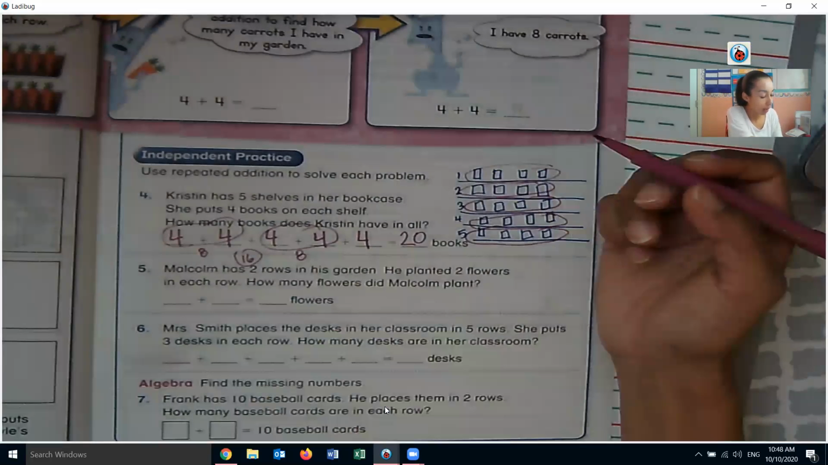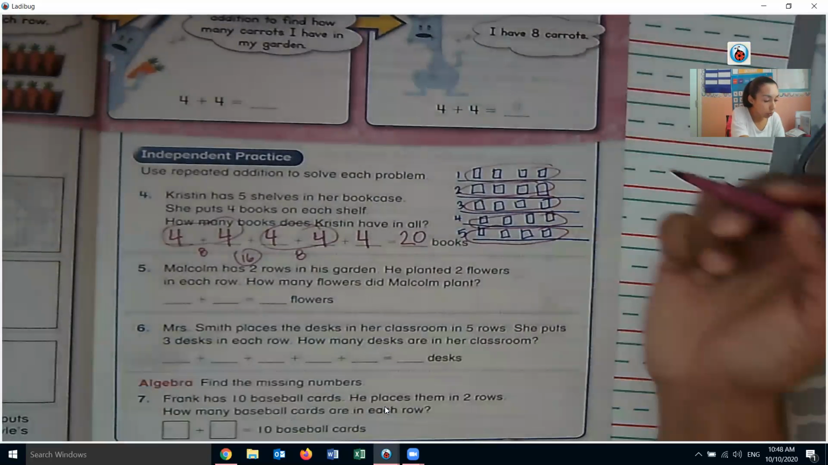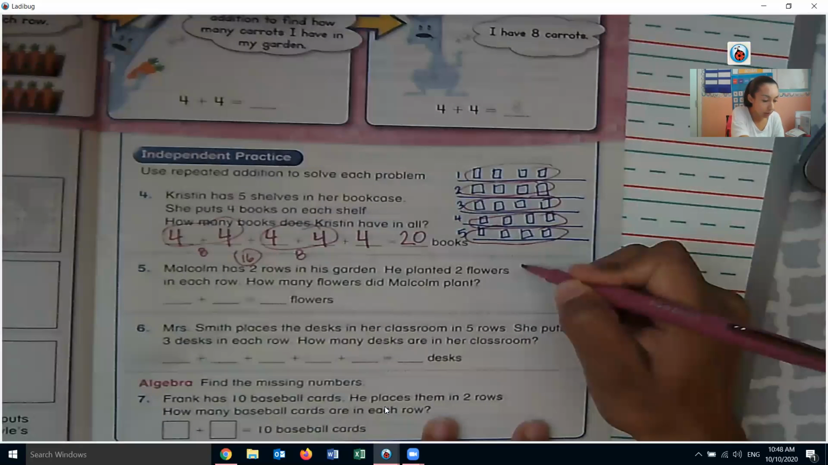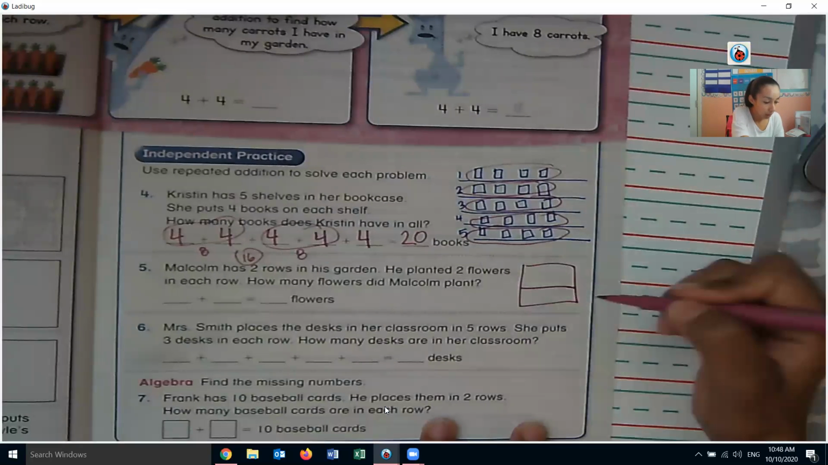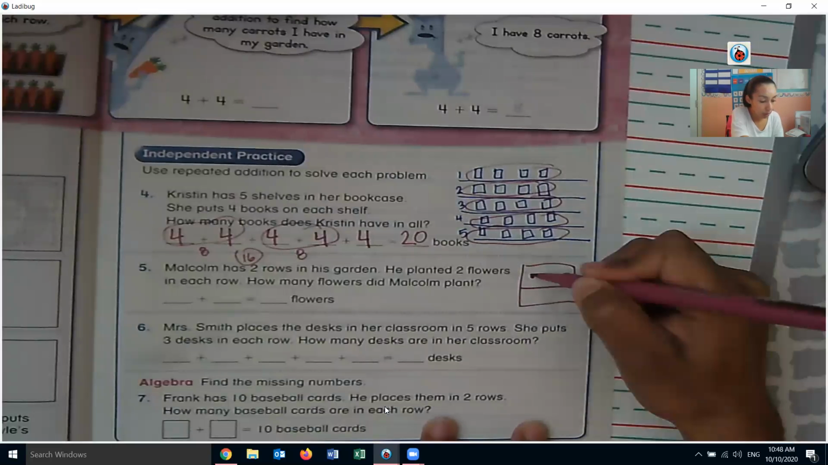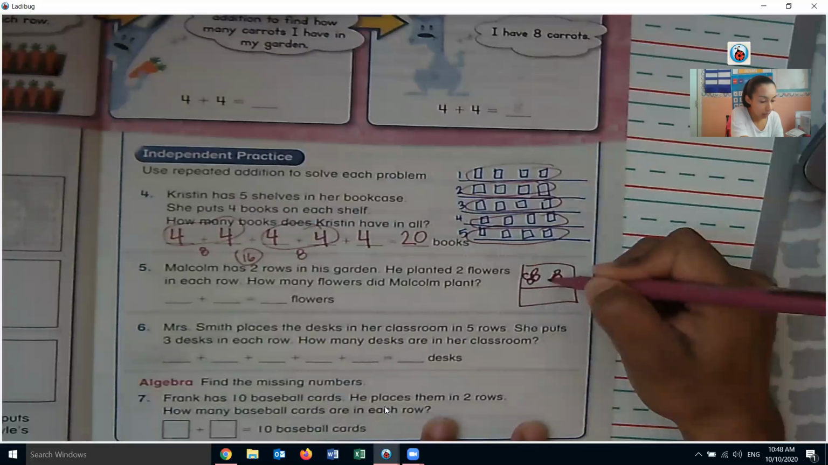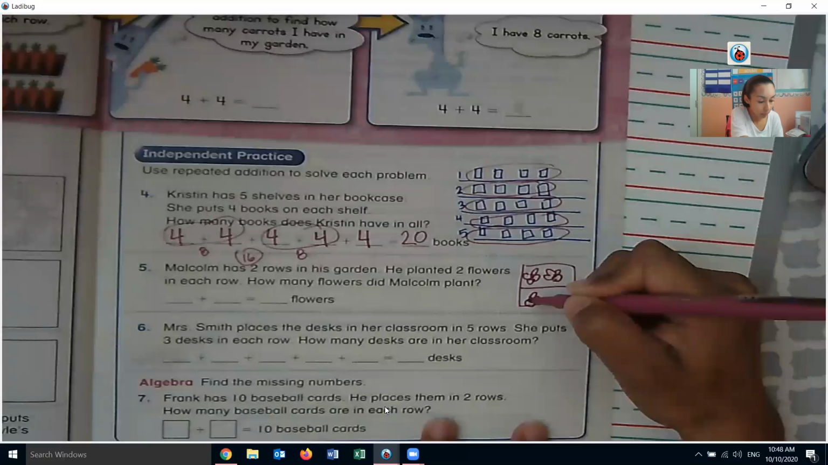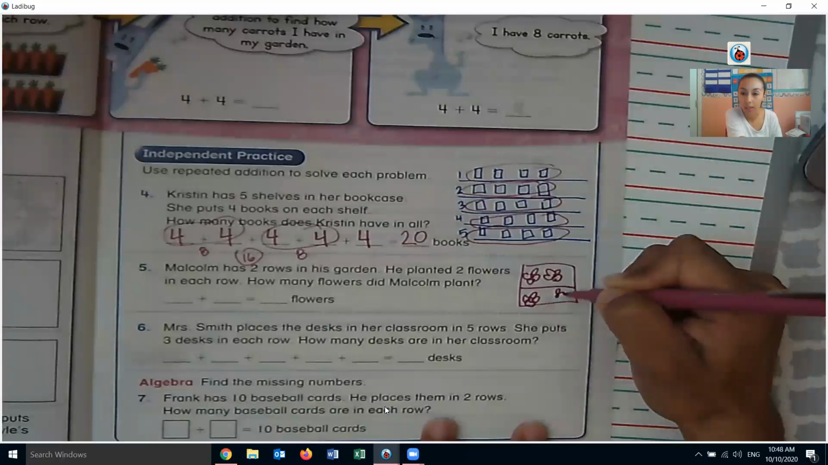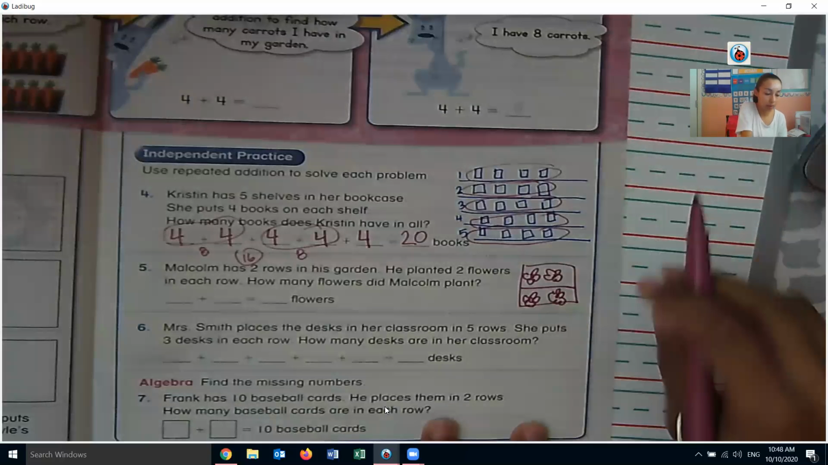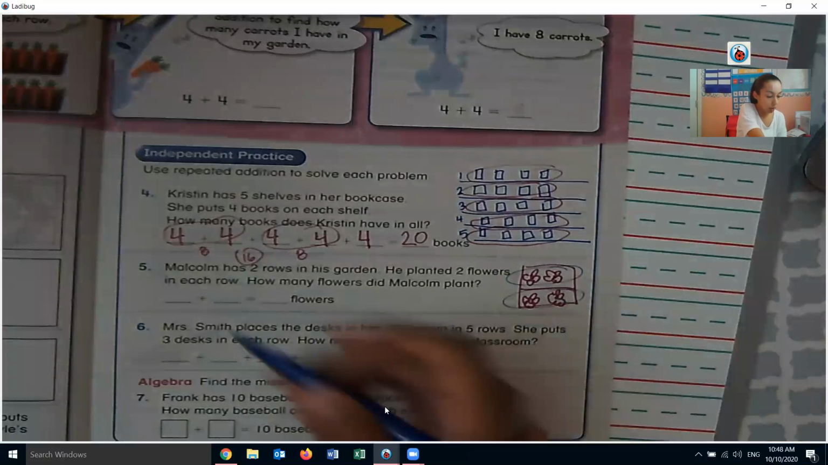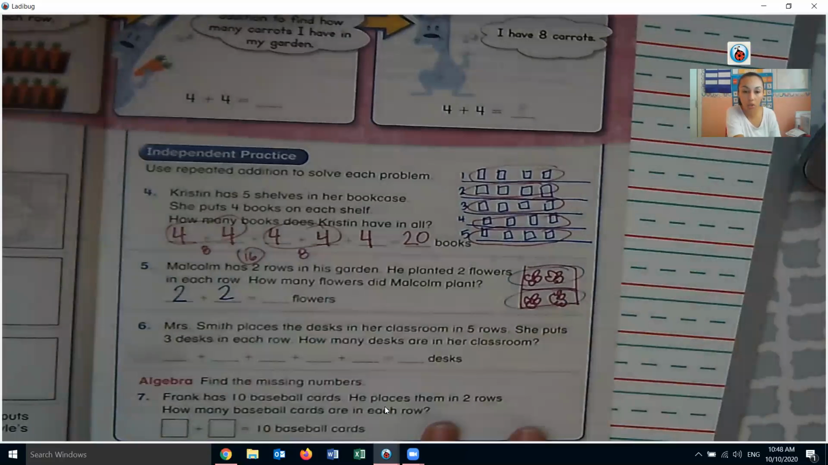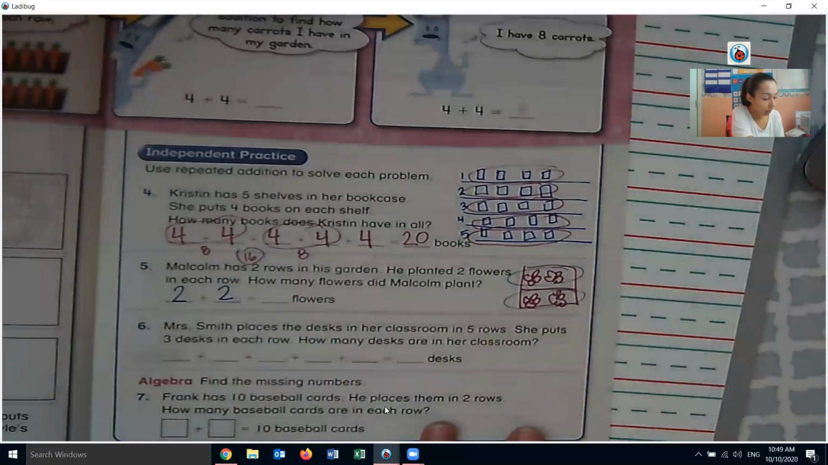Okay, number 5, Malcolm has 2 rows in his garden. So here's his garden. I'm going to split it up into 2 rows, 1, 2, and there are 2 flowers in each row. How many flowers did Malcolm plant? So this time I have 1 row, 2 rows, and there are 2 in each of those rows. So 2 plus 2 gives me 4.